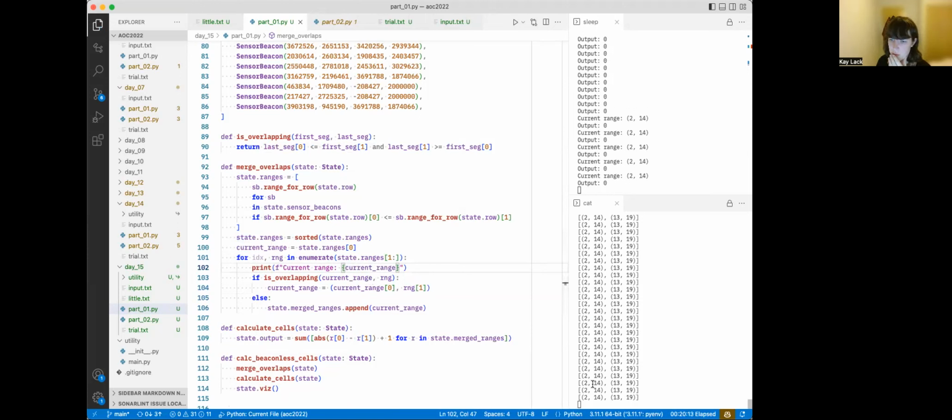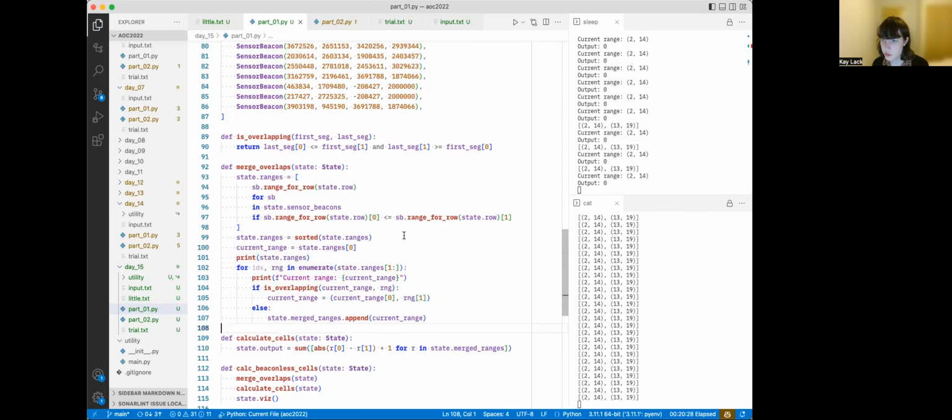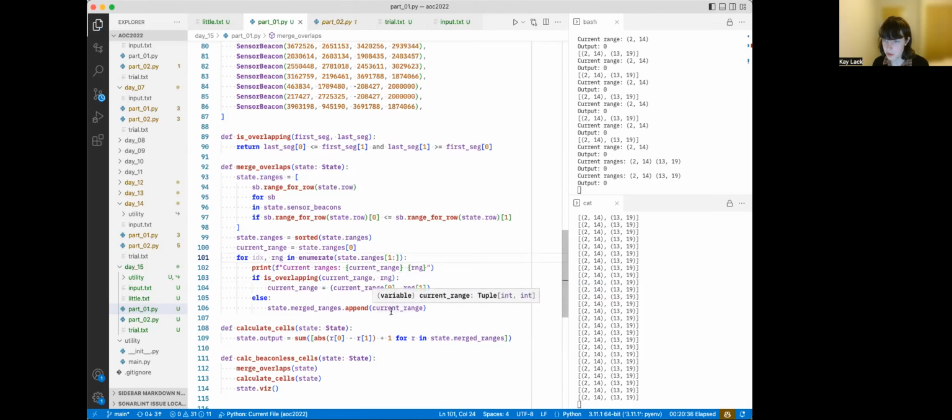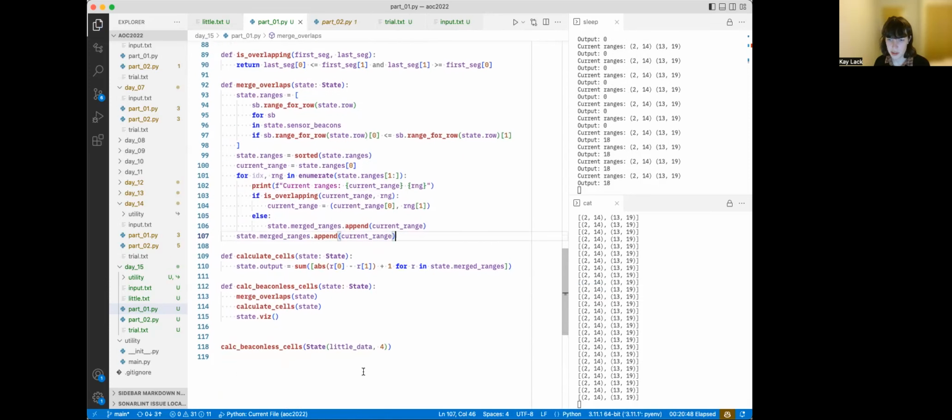Okay, so that's the first one. So 214, and the current range is okay. Okay, and then this one, right? Okay, and this one, great. Okay, so right, and so at the end we should also append the last one. So it's 18. Okay, so let's try 2 again, which shouldn't be 18.